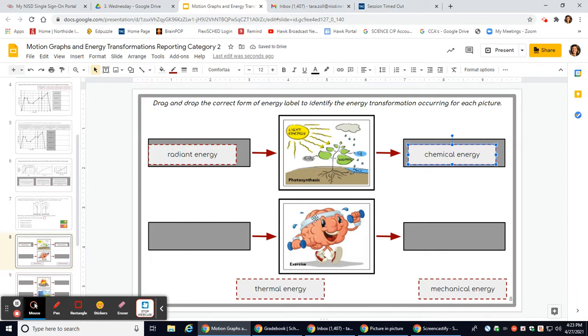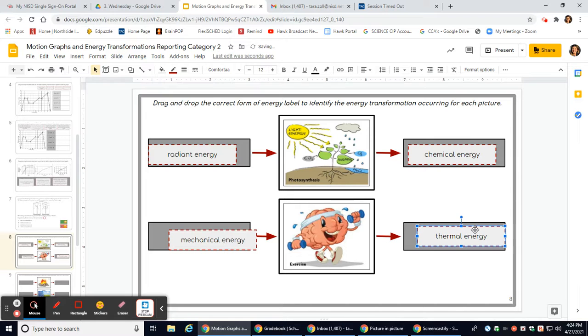Here is a picture of a brain. So what we have here is mechanical energy, energy of motion, because he's moving. And then that mechanical energy is going to get transformed into thermal energy, heat energy.